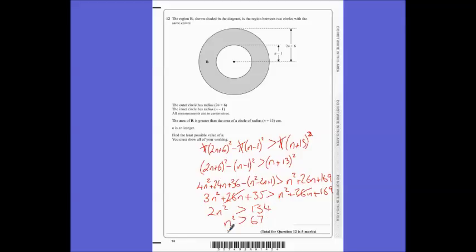So n is going to be greater than, now we know that the square root of 64 is 8, so it's going to be 8 point something. But we know that n must be greater than that, we know it's an integer, it must be a whole number, so n must be at least 9.